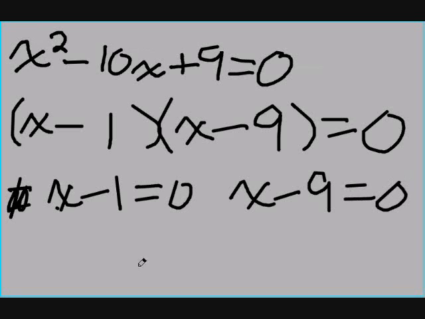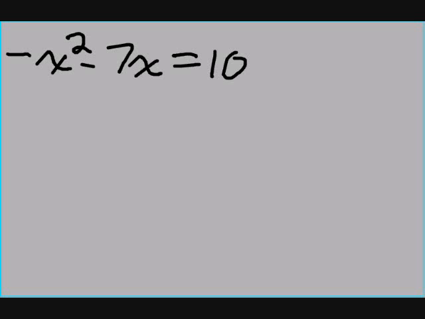Of course, you add 1, you add 9, x equals 1 or 9. Right? Nothing too bad there. Now to the next example. We've got negative x squared minus 7x equals 10. So it doesn't work to try to factor anything over here because it equals 10. Again, you need things to equal 0 before you factor.